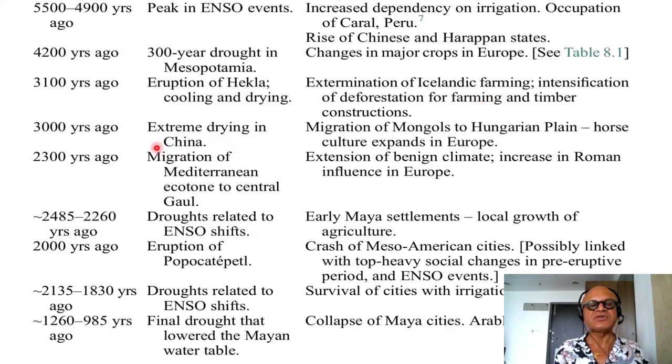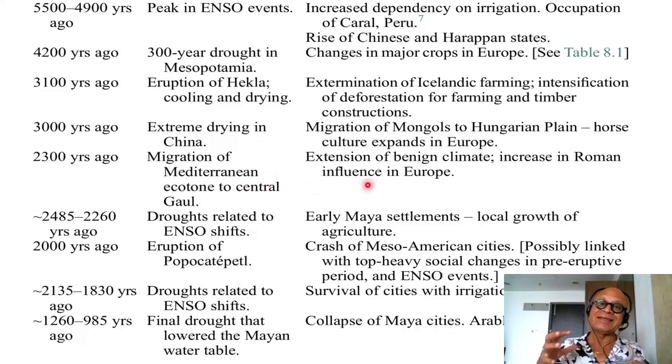3,000 years ago, extreme drying in China. Migration of Mongols to Hungarian plain, horse cultures expand into Europe. 2,300 years ago, migration of Mediterranean ecotone to central Gaul. So the Mediterranean weather, which is characterized by the semi-arid kind of ecotone, migrated.